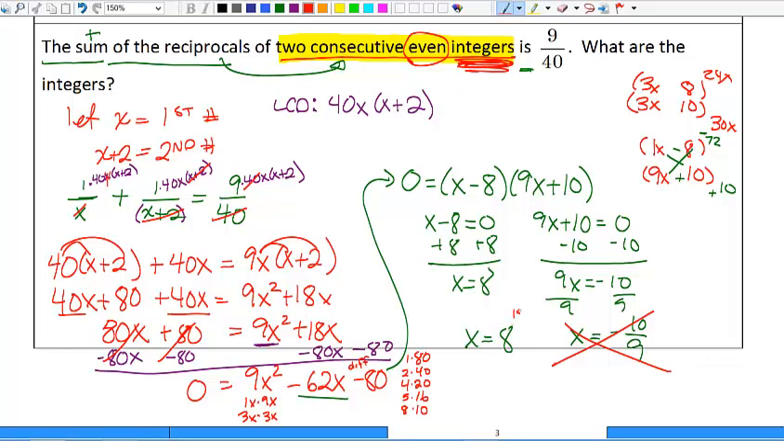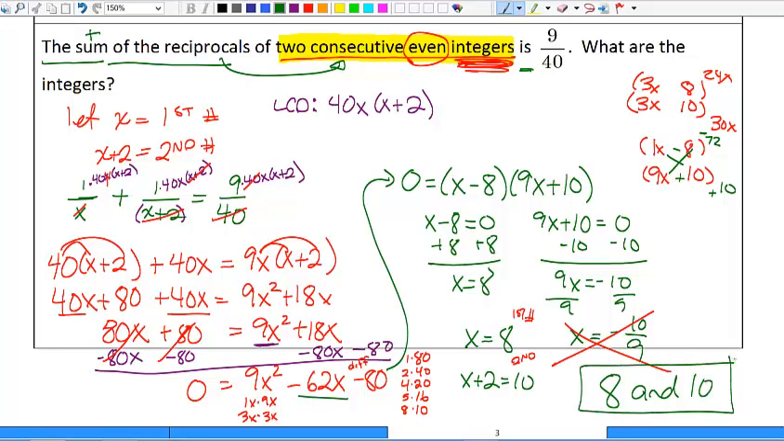So if 8 is my first number, what would my second number be? Well, I'm just going to take 8 and add 2 to get 10. So 8 and 10 are my two consecutive even integers whose reciprocals add to 9/40. To check, I'm going to plug 8 into my equation, so 1 over 8 plus 1 over 10 is supposedly equal to 9/40. So the bare minimum check is just to make sure that all of the denominators are not equal to 0, and clearly they're not.